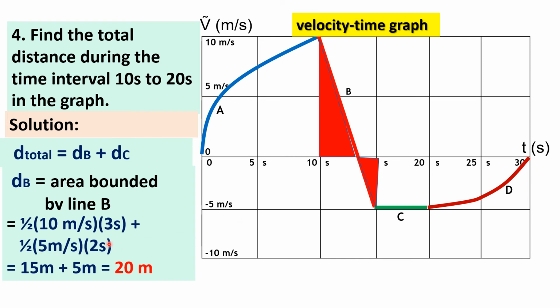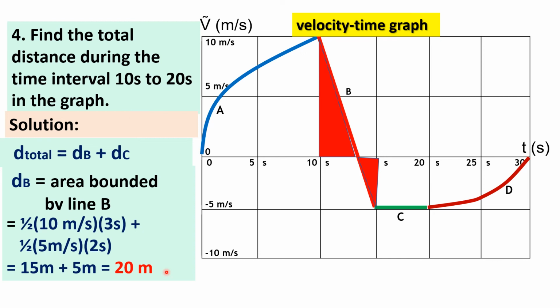Where did we get the 2 seconds? The 2 seconds refers to the base of the smaller triangle. Okay, from 13 seconds to 15 seconds, the difference is 2 seconds. Alright, so if you do your algebra, we will get this result. 15 meters is the area bounded by the bigger triangle. And then for the smaller triangle, okay, the area is 5 meters, for a total of 20 meters.